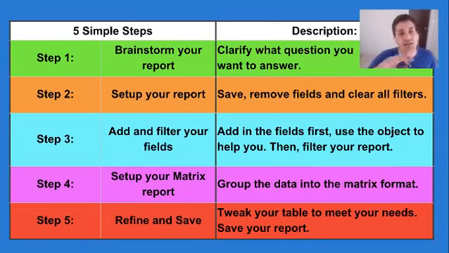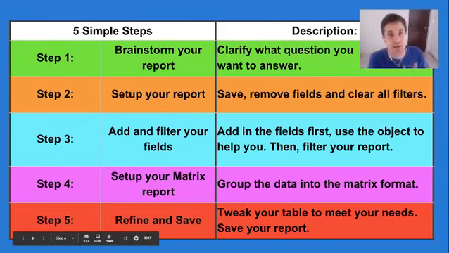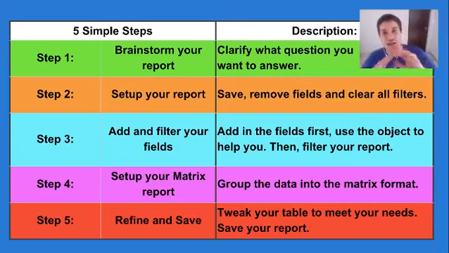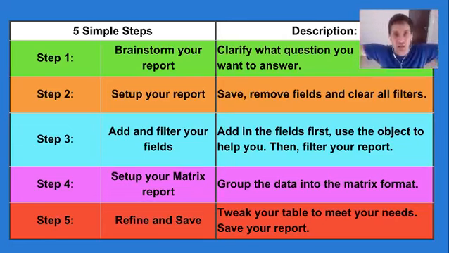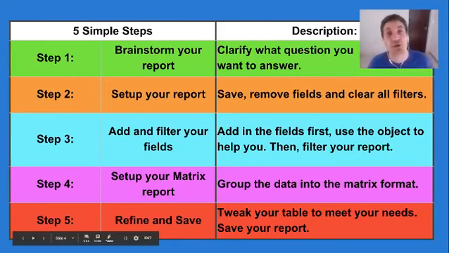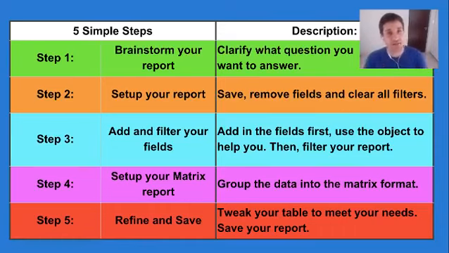Step 4 is to set up the matrix format. We have tabular, summary, and matrix format. In addition to join format in the classic form of Salesforce, we're focusing just on matrix today. So once you put everything in, you then group it in the matrix format, and that's what we're going to be doing today. Finally, refine and save your report. Tweak your table to meet your needs and save your report. These are the 5 steps that we're going to be taking.